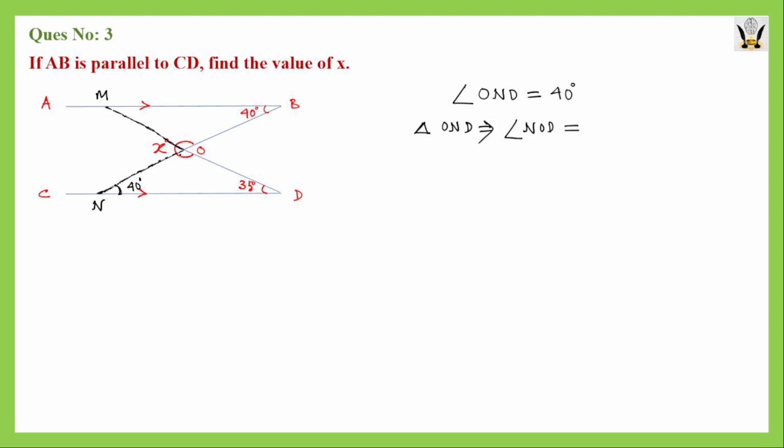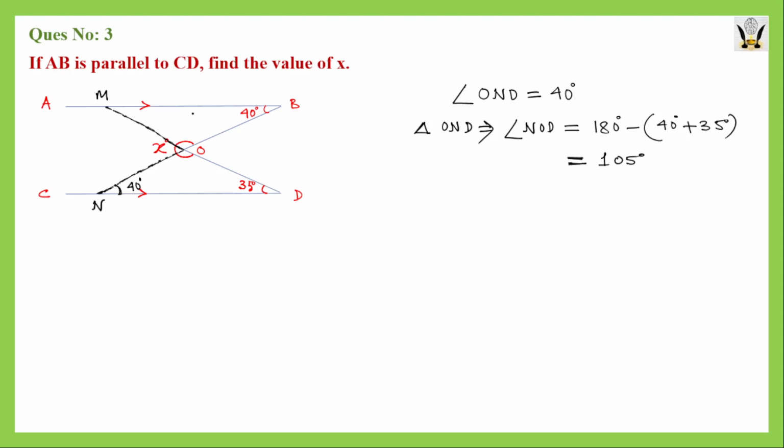So with respect to triangle OND, if we find the value or measure of this angle NOD, what will it be? It will be 180 degree, as we know the summation of those three angles will always be 180 for any triangle. And the measure of the other two angles are 40 and 35 degrees. So in total, the summation of these two angles will be 75. And 180 minus 75, that value will be 105 degree.